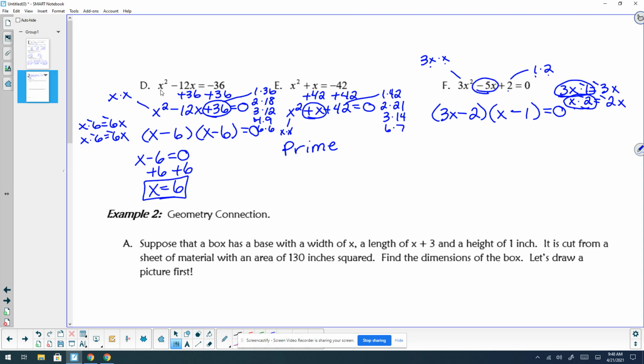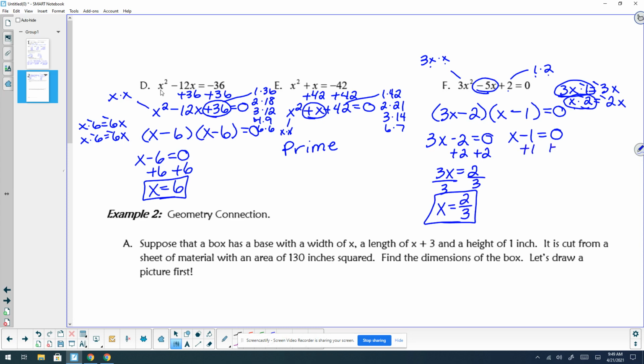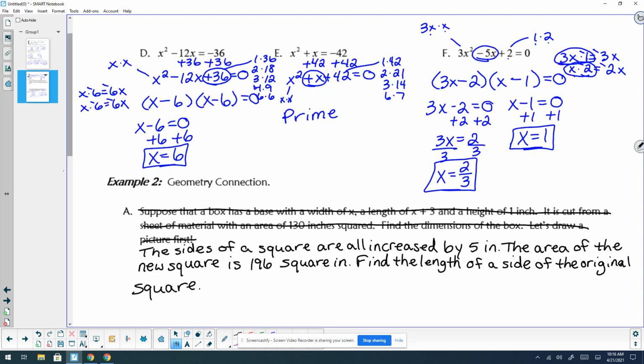At this point, I have my zero product property. Set everything equal to 0. I can add 2, so 3x is equal to 2. Can divide by 3. X is equal to 2 over 3. Do not change that to decimals. The other one, I just have to add 1. And I'm done.